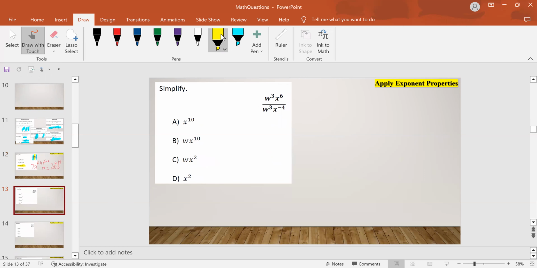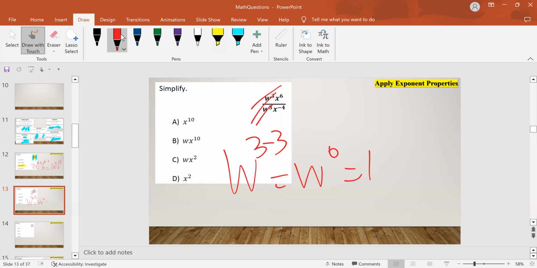Okay, let's see a similar question. Again, we're going to apply the exponent properties. For w, we have w to the 3 divided by w to the 3, so this will cancel out. Even if you apply the property of exponents, you're going to have w to the 3 minus 3, and 3 minus 3 is 0, and w to the 0 power is 1. If you take the top power minus the bottom power, you have w to the 0 power, which is 1.